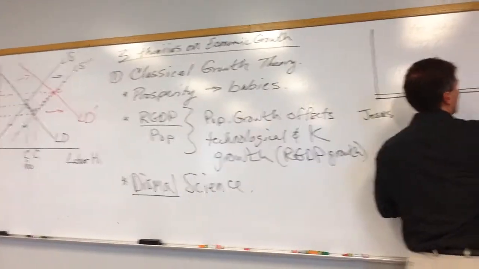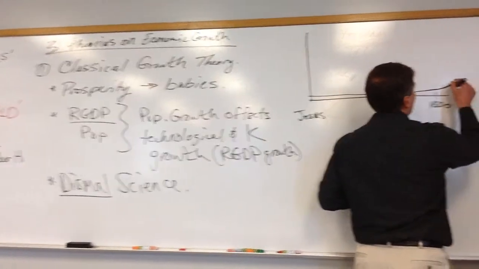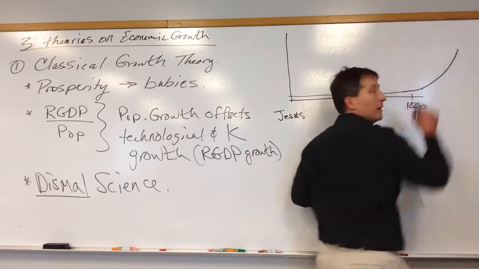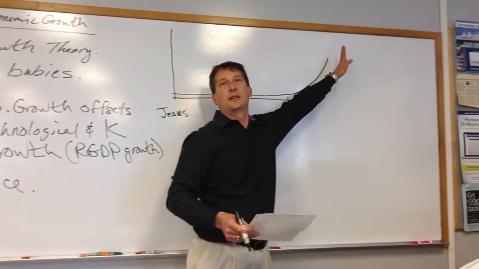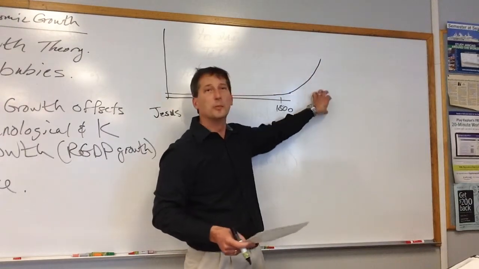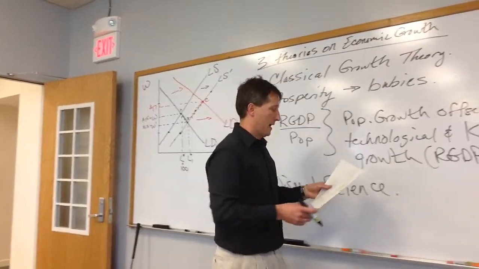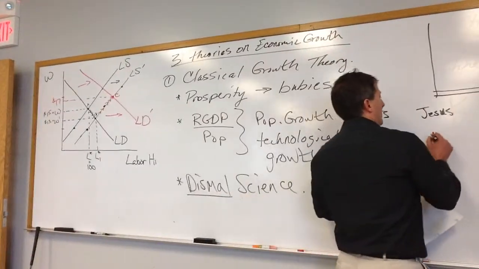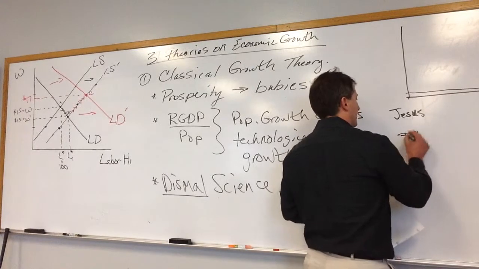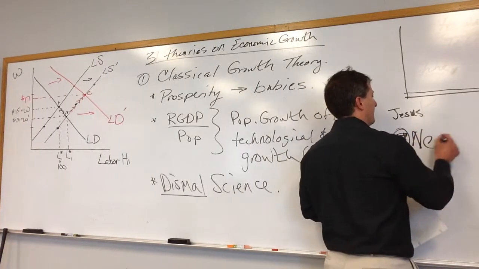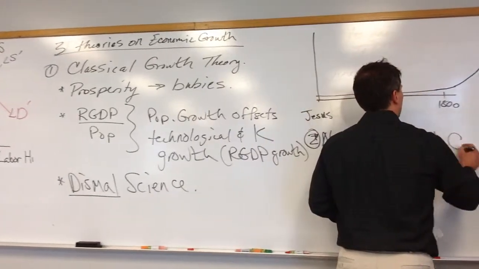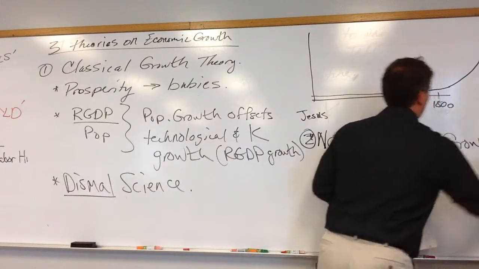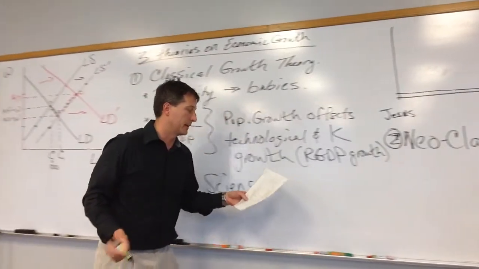Industrial Revolution comes along, some of the things Adam Smith kicks in, and all of a sudden we start to get what we call the hockey stick in economic growth. We get this boom that goes on, especially in the United States. And that leads us to growth theory number 2, the neoclassical growth. Neoclassical growth theory.